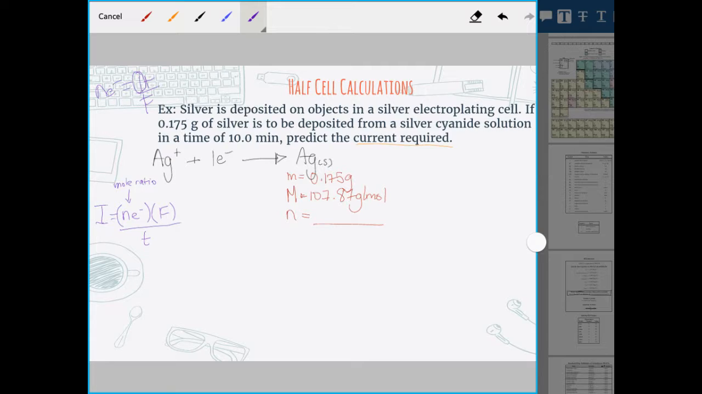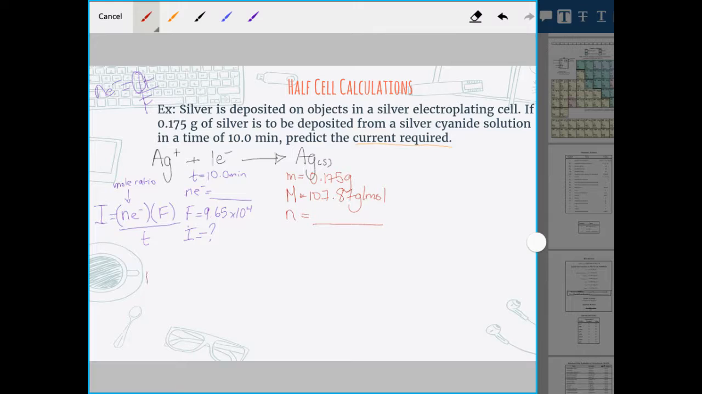Faraday's constant, I have some time, given is 10 minutes. So I can write these variables down. 10 minutes. My number of electrons is going to be the mole ratio value. Faraday's constant, 9.65 times 10 to the 4. And I'm calculating for my current. So let's simply start plugging these values in.